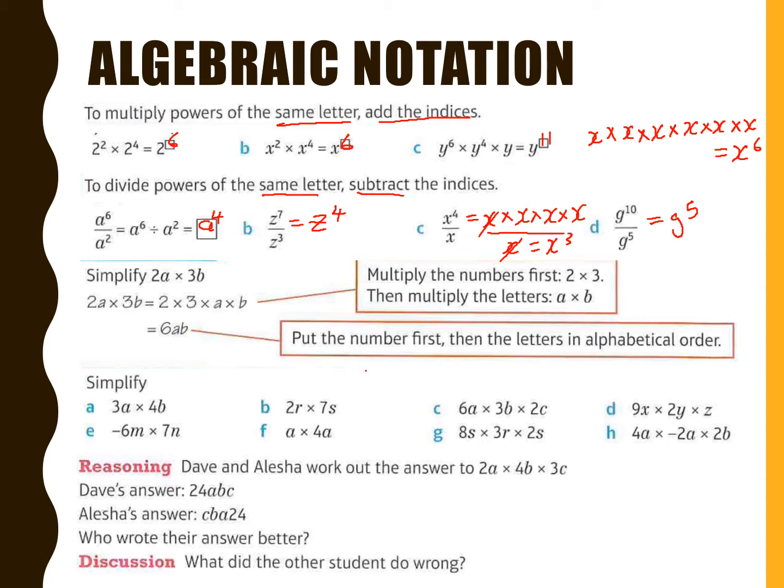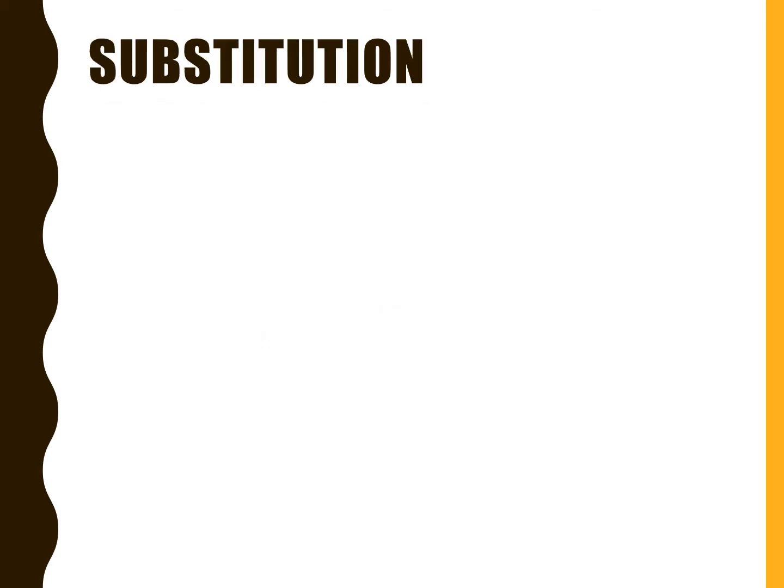But it's asking what did the other student do wrong. So this is the type of reasoning questions that you get in GCSE. You can't just say, oh yeah, Dave's answer is better, but why? Why is Dave's answer better? So you say, because when you're doing algebraic notation, you put the number first, then the letters in alphabetical order. That gives value to your reasoning.